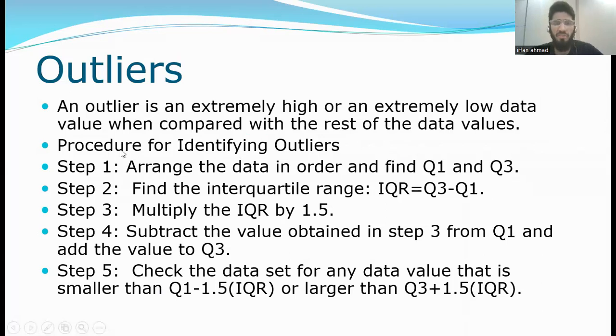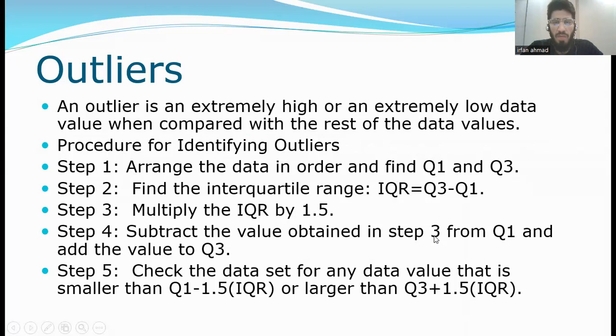Now let's see how we identify outliers. First, arrange the data in order to find Q1 and Q3. Then find the interquartile range, which is Q3 minus Q1. Multiply the interquartile range by 1.5. These are the basic steps. Why do we multiply by 1.5? It is just fixed, it is statistics.